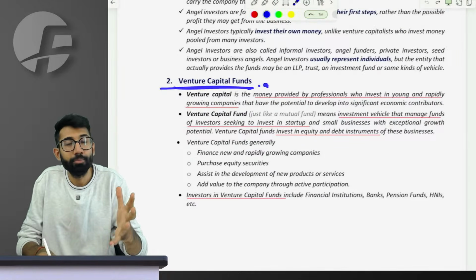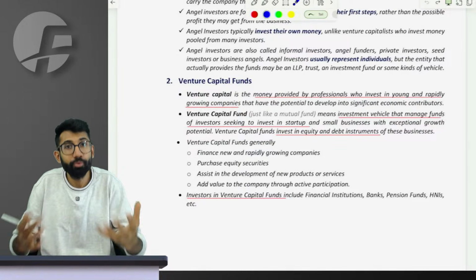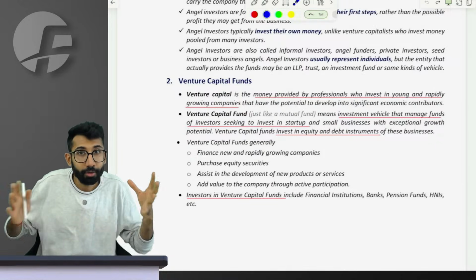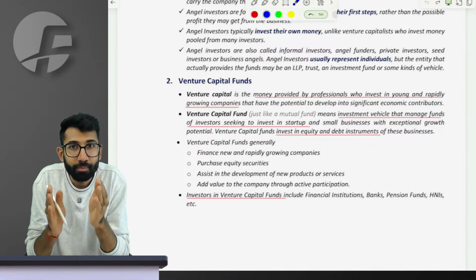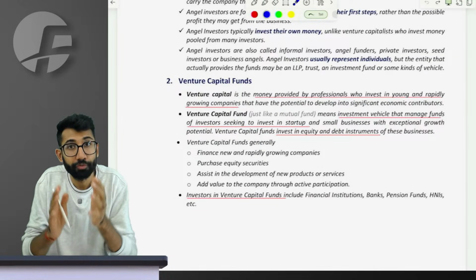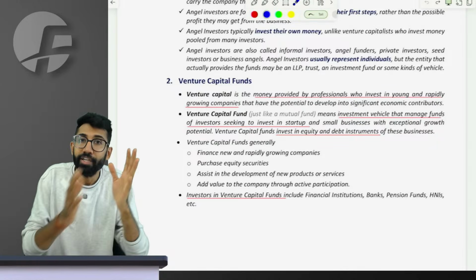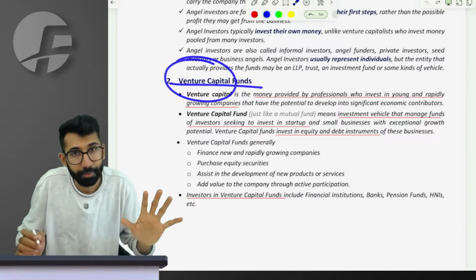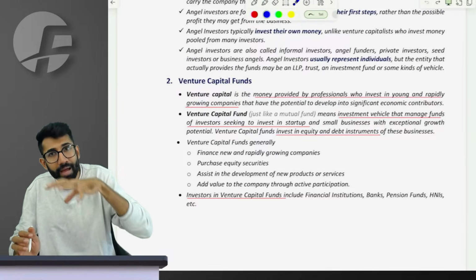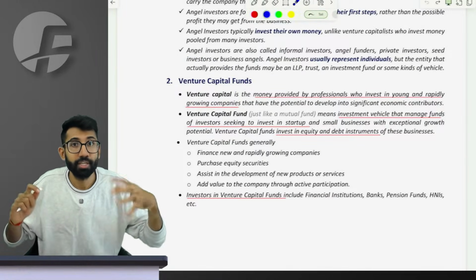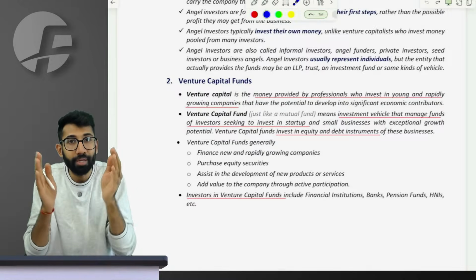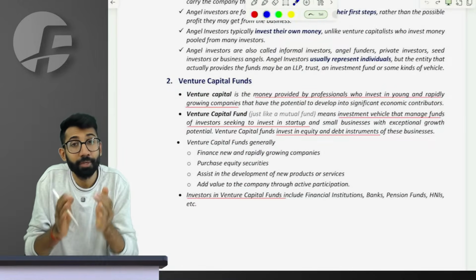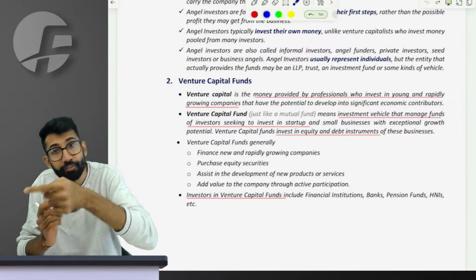Second is venture capital fund. Imagine a mutual fund, where a lot of people like you and me, and financial institutions like banks and insurance companies, pool their money in the mutual fund, and the mutual fund invests it into different securities like stocks, bonds, etc. Similarly with a venture capital fund: HNIs, banks, financial institutions and insurance companies accumulate their money into a venture capital fund. Why? With the objective of investing in different startups.